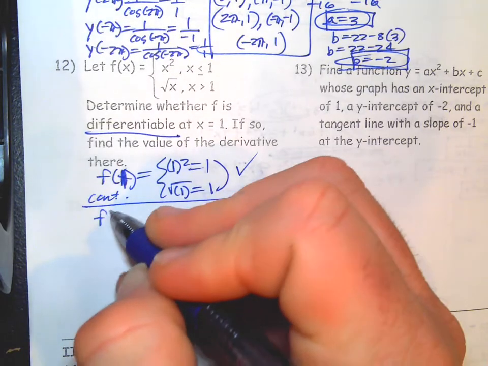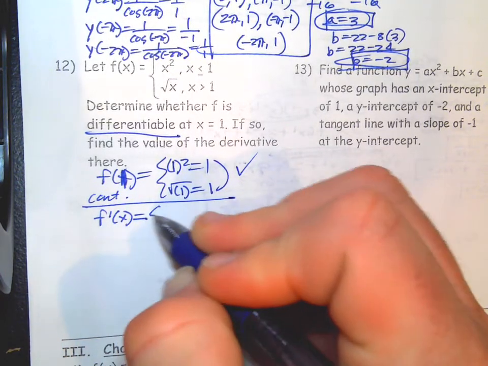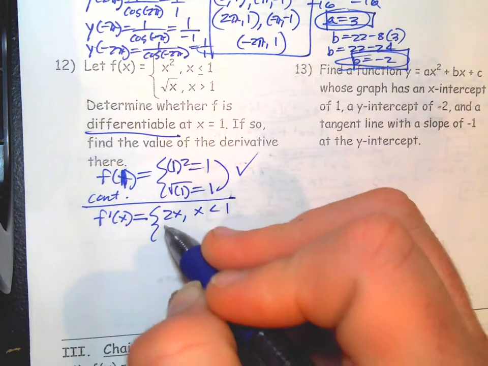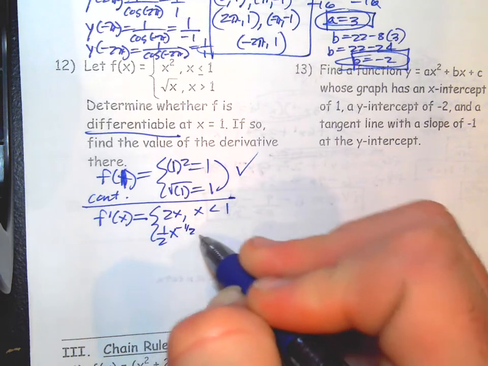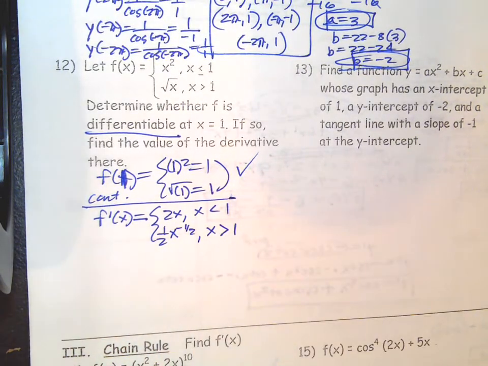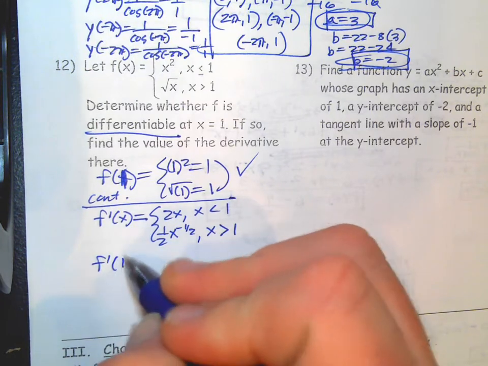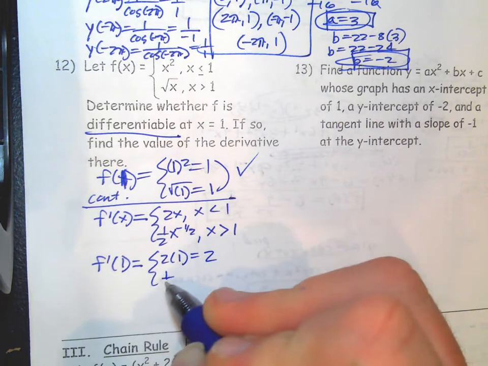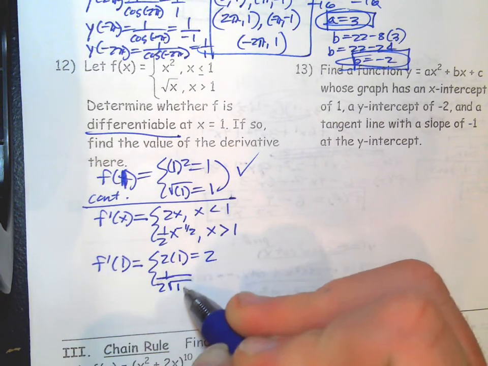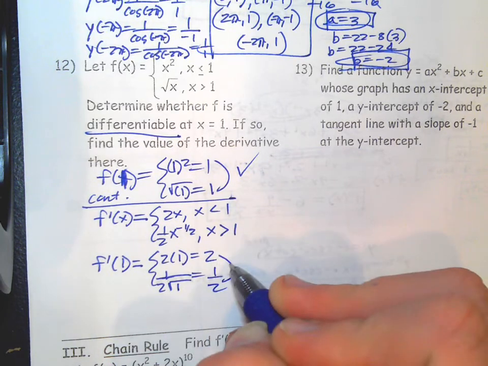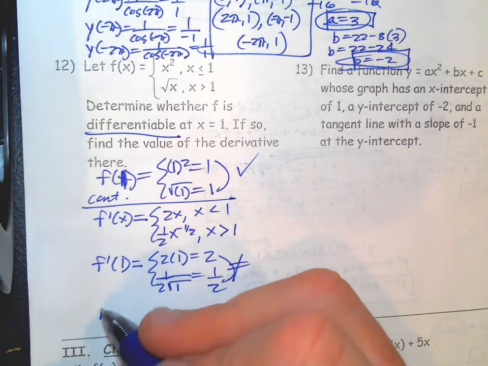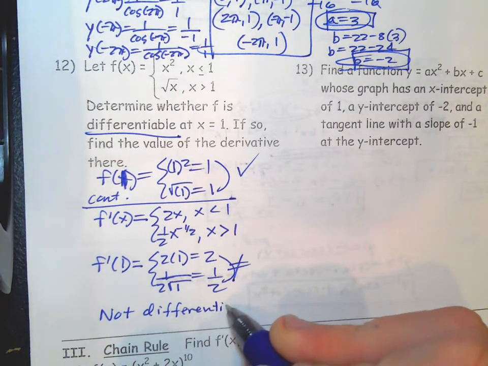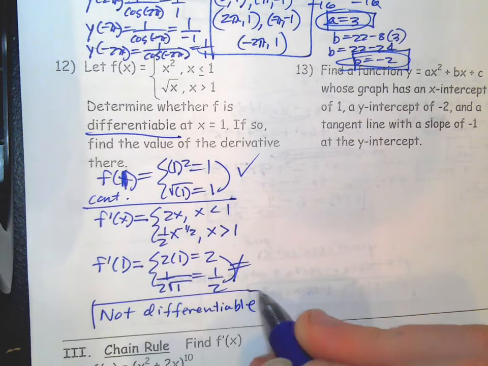Now, differentiability means you have to take the derivatives, and the derivatives have to agree with each other. So 2x, and this is x to the 1/2, so it's 1/2 x to the negative 1/2. If we plug 1 in, we get 2 on that side. And this is the same thing as 1 over the square root, so we get 1/2 on this side. These are not equal. So it is not differentiable.